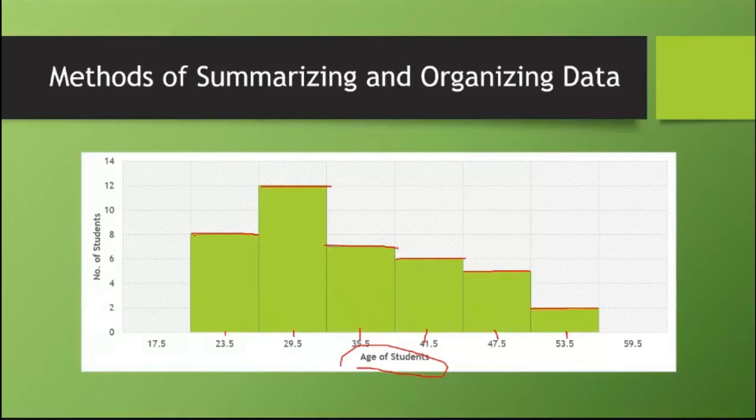This area here is your lowest class boundary. This is your class boundary. This is the upper class boundary of the interval. Then the next is the lower class boundary of the second interval. And this is the upper class boundary of this interval. That is the frequency histogram.